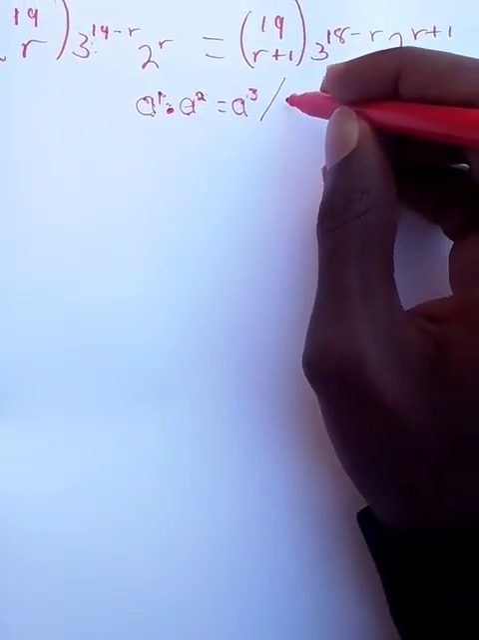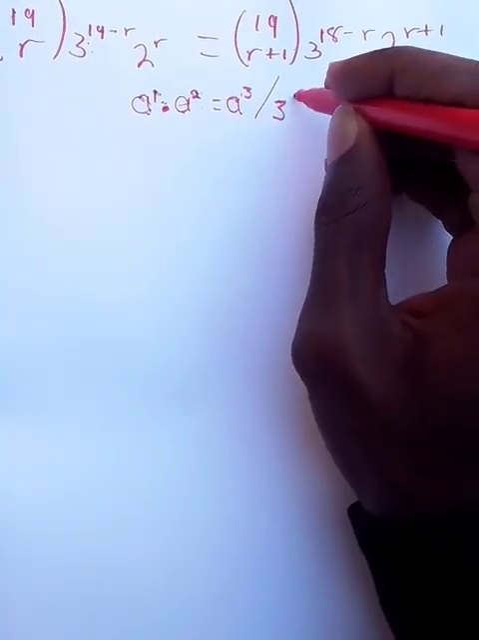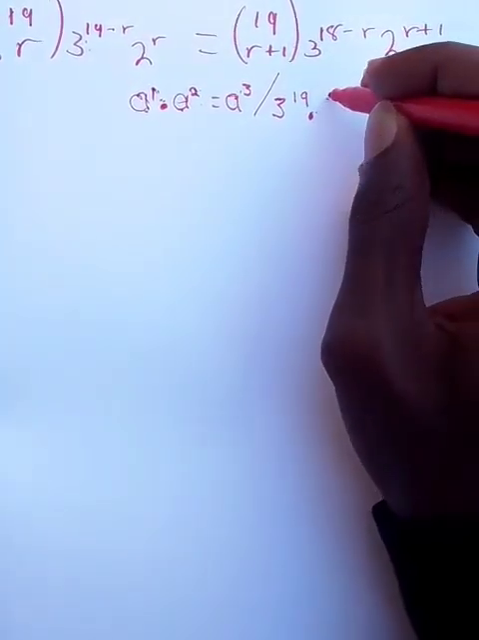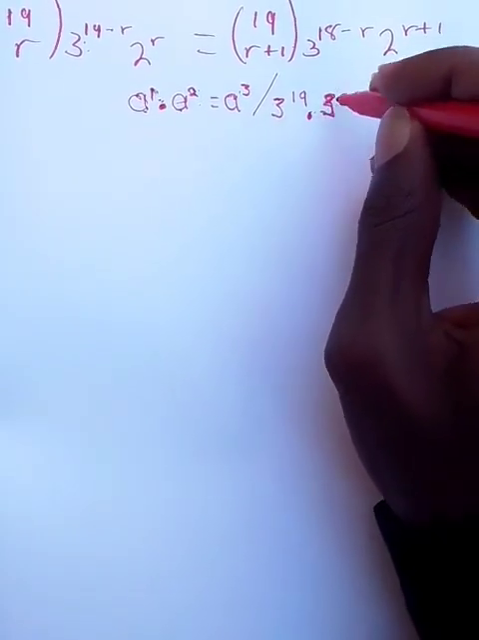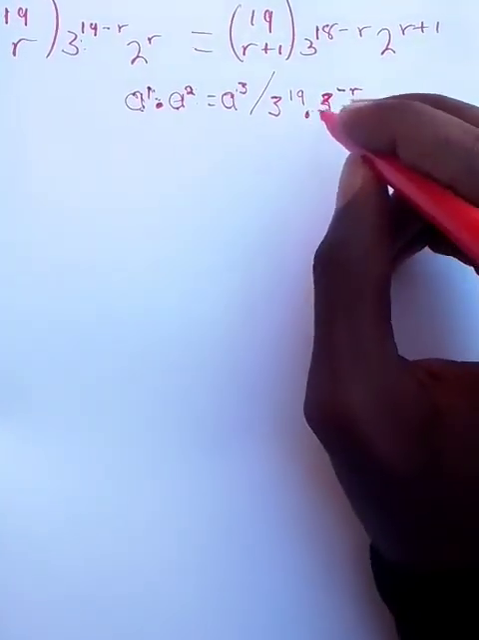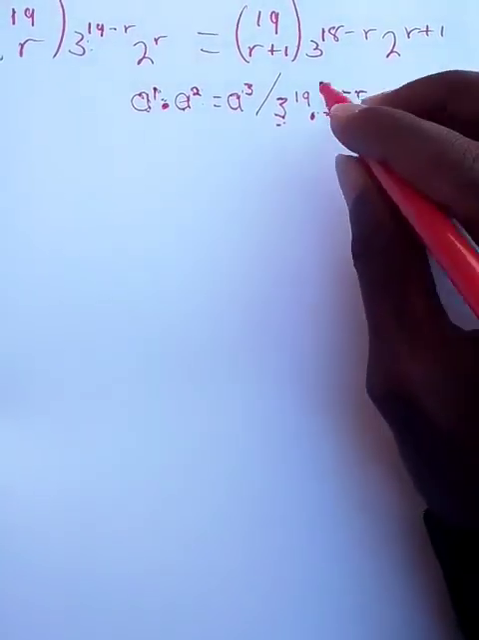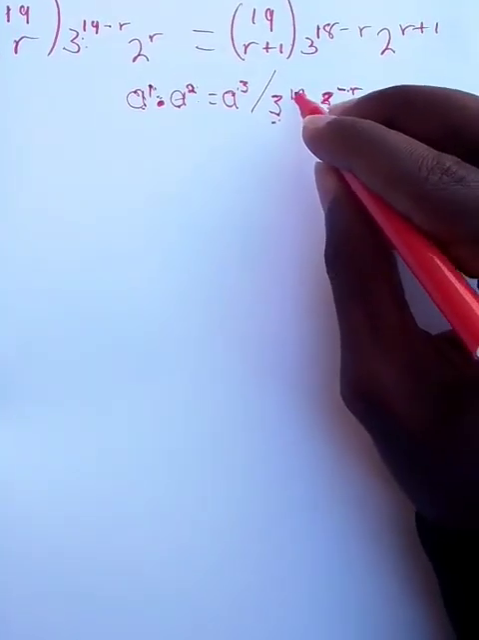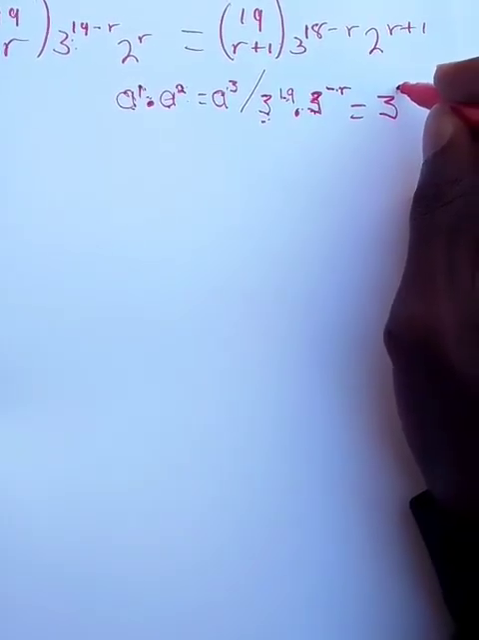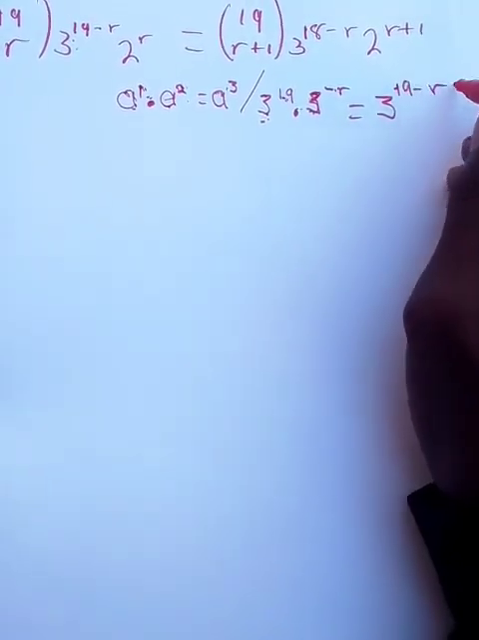Also, do you know that I can be in a case whereby, let's say I have 3 with power 19, being multiplied with another 3 having power negative r. Do you know that even this is possible? These are equal bases, meaning that I can just write one base, then the exponents I add them, right? I say 19 plus negative r. What is it going to give me? It's going to give me 19 minus r, which is what I have here.